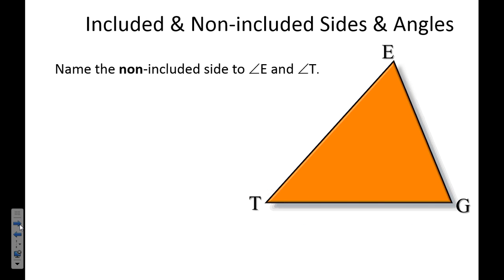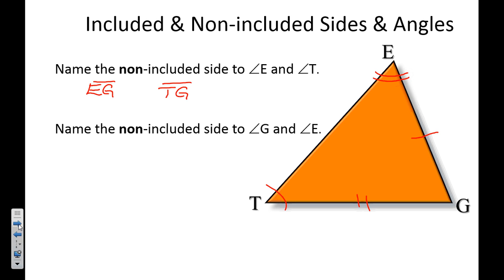Non-included side. E and T would have what non-included side? I heard someone say EG. They're correct. Is there another one? TG. You can't say ET because that's included. The other two sides are non-included sides. Okay, we had to jump past a side to get to the side. Had to hop over something. Okay?